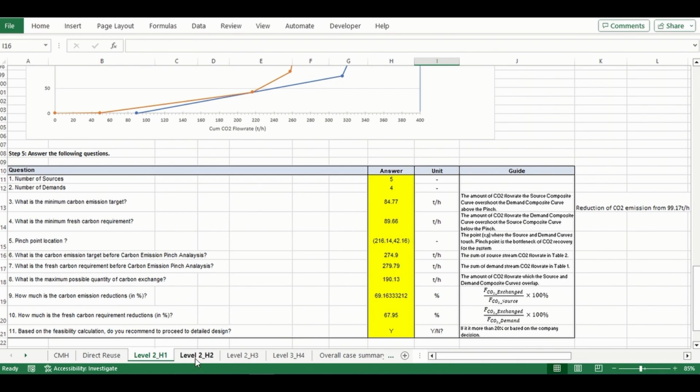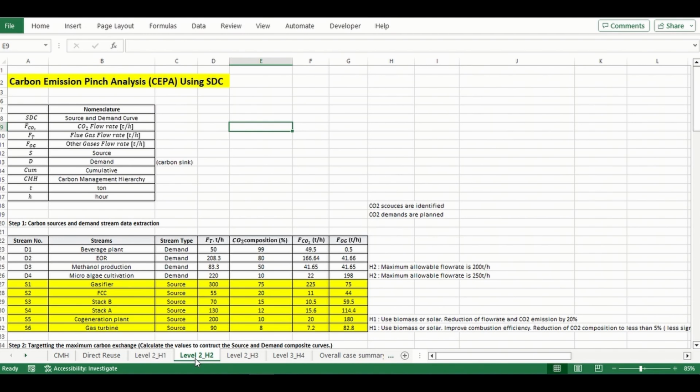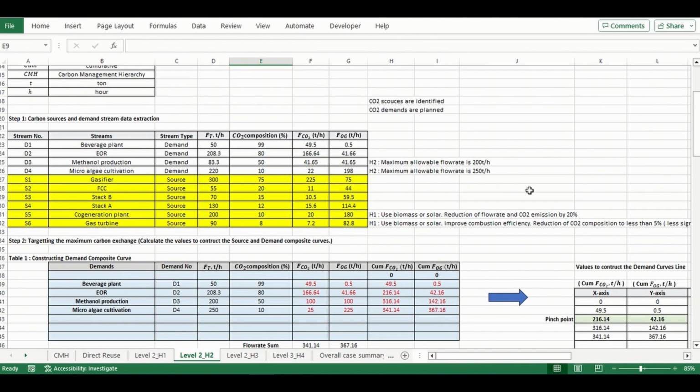And for level 2 H2, we'll be doing manipulation for the demand, where we increase the limiting flow rate or add new demand processes above the pinch. For these cases, we also identify two scenarios where methanol production can be maximized to 200 ton per hour, and microalgae cultivation can be maximized to 250 ton per hour. So by performing these two changes, we change the total flow rate from 83.3 to 200 and 220 to 250.